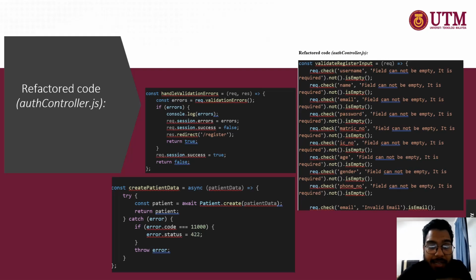The first one is the handle validation errors, which will handle the errors. If there are any errors in the input, this one will validate the registry input, like if the username is empty or something, it will print out an error statement. And the other one is the create patient data. This will create the patient data upon the register after successful registration. So in this way, the refactoring is done for the register one, which is a long method.